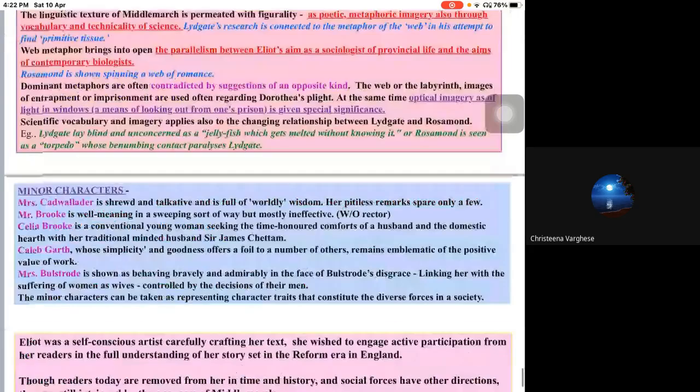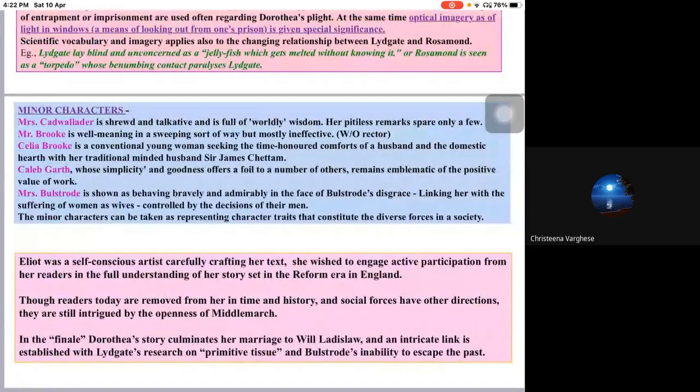Then there are some minor characters in the book. One is Mrs. Cadwallader. She is the wife of the rector. She's a gossip, and she's shrewd and talkative and full of worldly wisdom. Her pitiless remarks spare only a few. Then there is Mr. Brooke, who's the uncle of Dorothea. He's well-meaning in a sweeping sort of way, but he's ineffective.